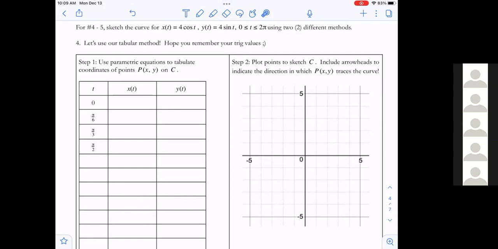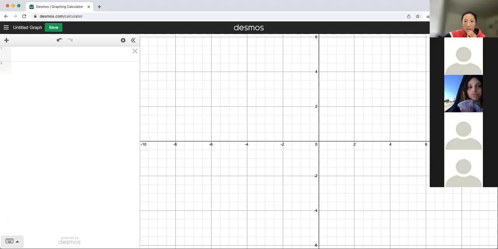I wanted to show you something on Desmos, but let me see if I can share a different screen right now. All right. Can you folks see Desmos right now? Yeah. Yeah, okay, cool.